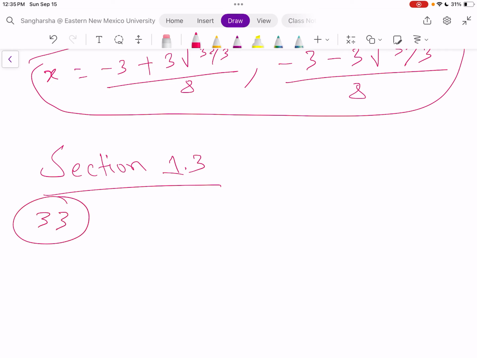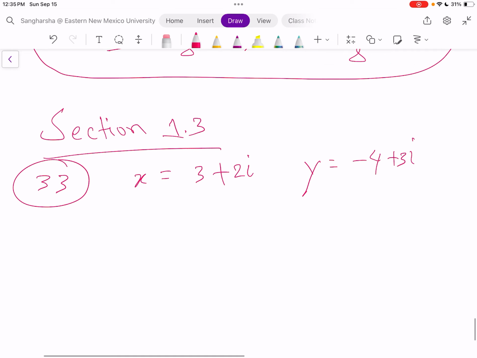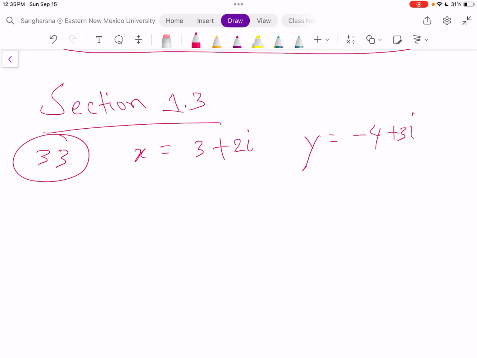So in number 33 we have a complex number, let's call it x, and this complex number is 3 plus 2i, and we have another complex number called y, and this y is -4 plus 3i. So we have these two complex numbers and we are asked to find x plus y, x minus y, x times y, and x over y. So let me start with x plus y.